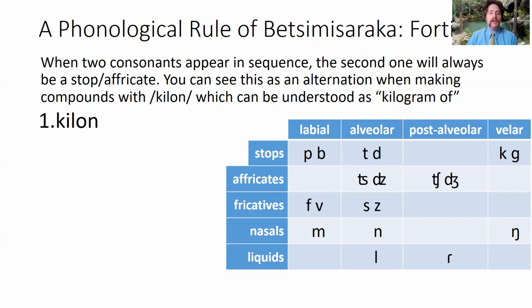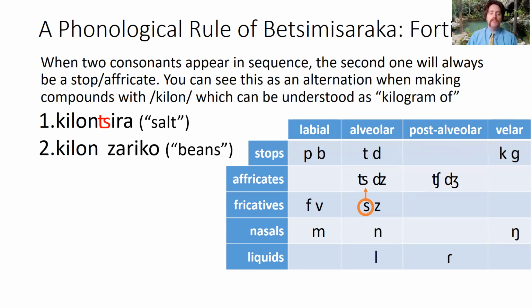And so we can look at that making compounds with kilon, which can be understood as kilogram of. So when we combine kilon with sira, which means salt, so we're saying a kilogram of salt, we actually don't say kilon sira, we say kilon tsira. So that voiceless alveolar fricative s is pronounced instead as a voiceless alveolar affricate ts. You can see a similar thing happening with kilon combined with zarko, which means beans. They don't say kilon zarko, they say kilon dzarko. So that voiced alveolar fricative is pronounced as a voiced alveolar affricate.